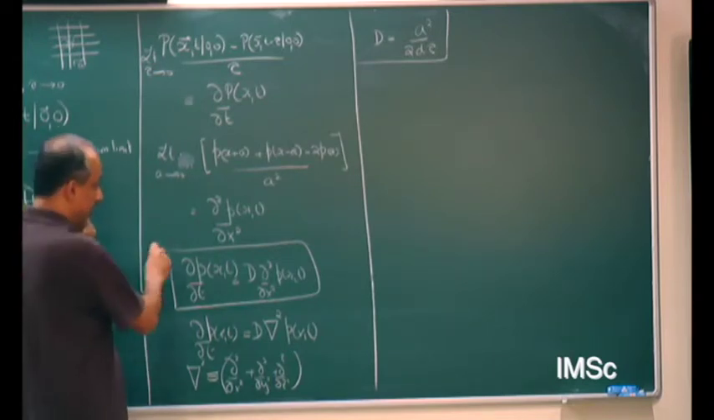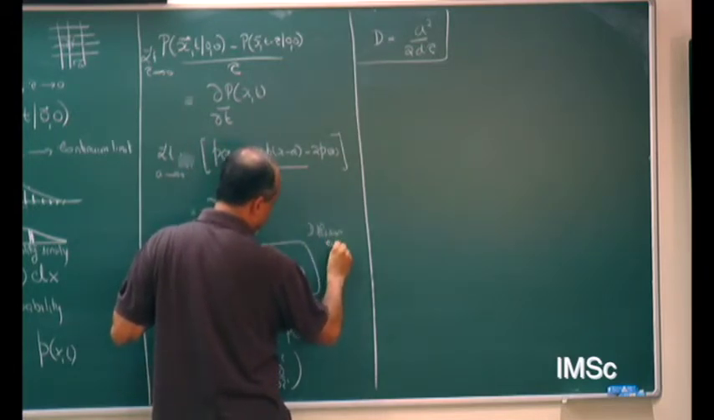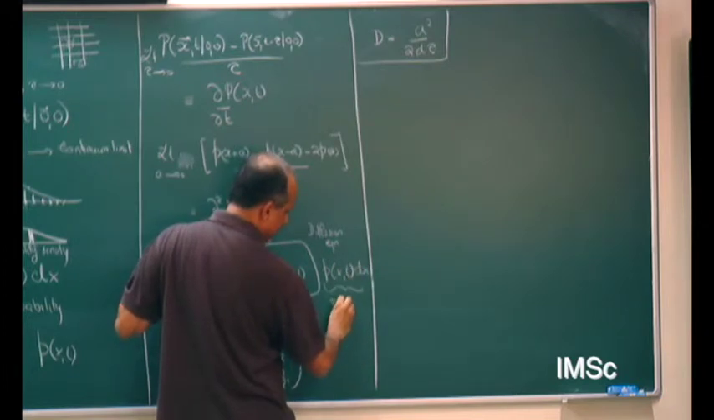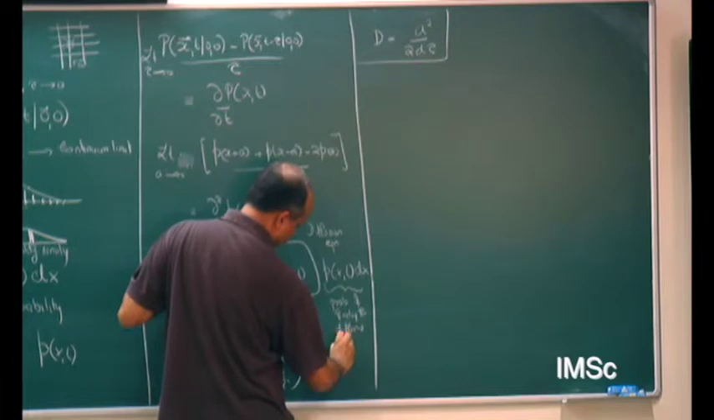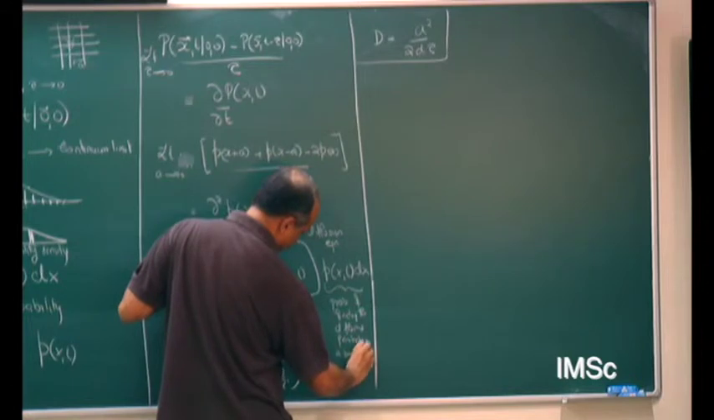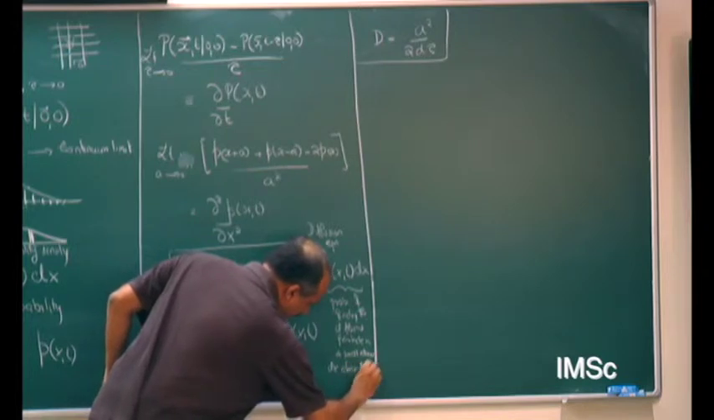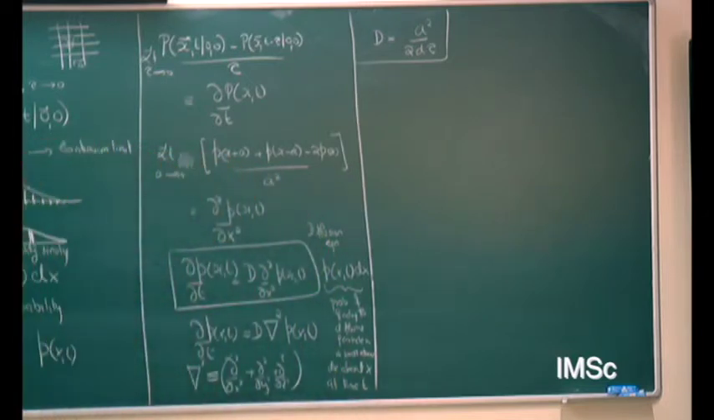So now we have an equation that looks like this. This is called a diffusion equation, and the interpretation of p(x,t) is that if I take p(x,t) and multiply it by a small element dx, this gives me the probability of finding the diffusing particle in a small interval dx about x at time t. That's exactly what we're doing.